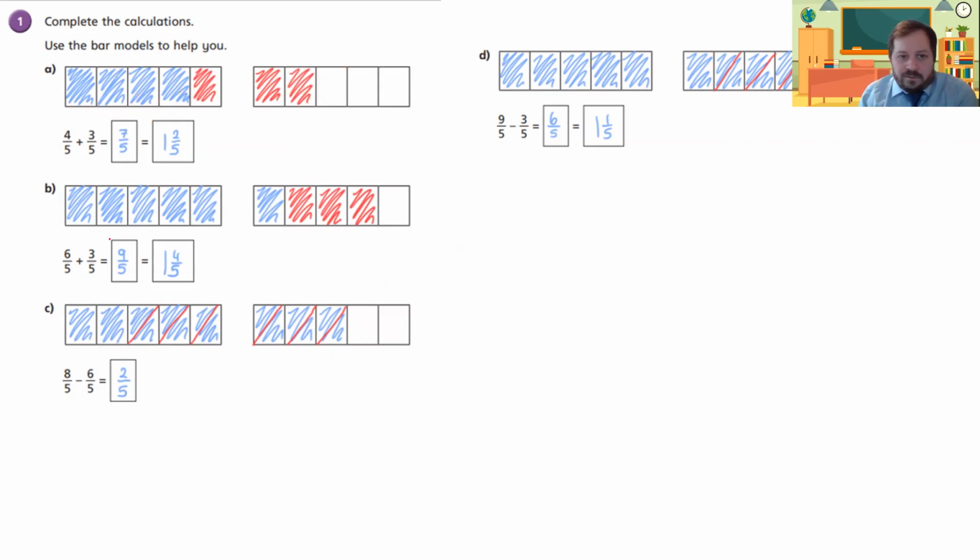The same here, still working in fifths. So we've got more fifths here. We've got 6 in total plus the 3, there it is, which is 9. Or 1 whole 1 and 4/5.